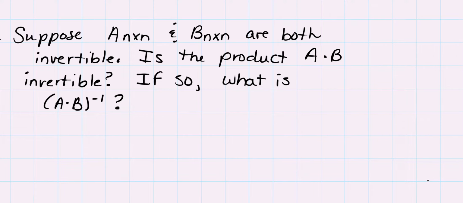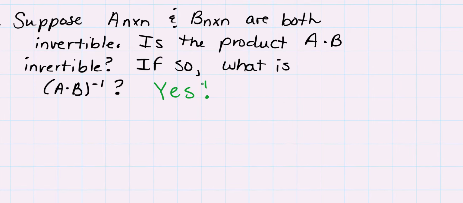Now here's a good question. Suppose we have A and B, they're both the same size, n by n, and they're both invertible. Is the product of 2 invertible matrices also invertible? And if it is, what is this inverse? So the answer is that the inverse of a product does exist. And let's think about this. If I have A times B, what happens if I multiply it by B inverse times A inverse? Let's just consider this product.